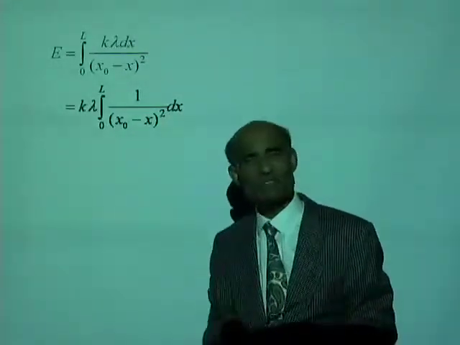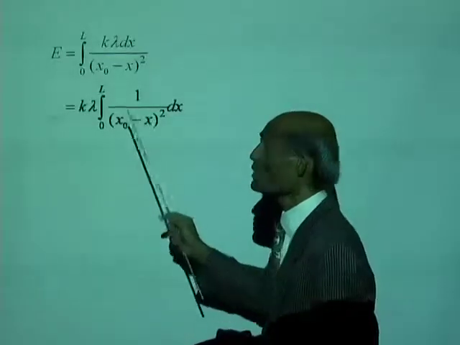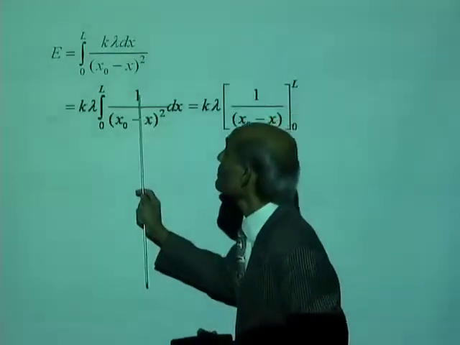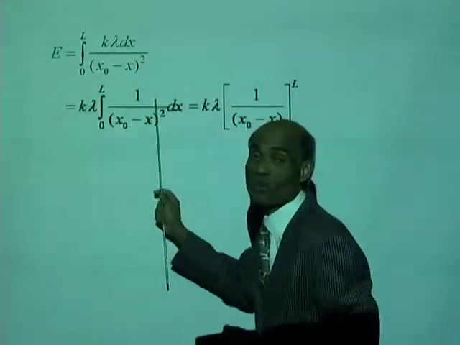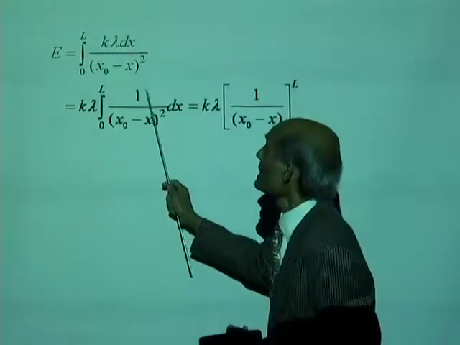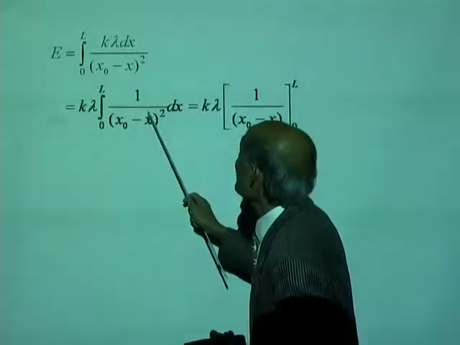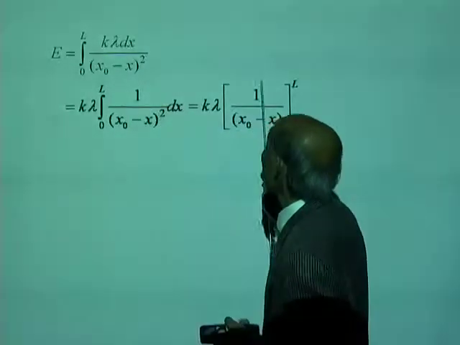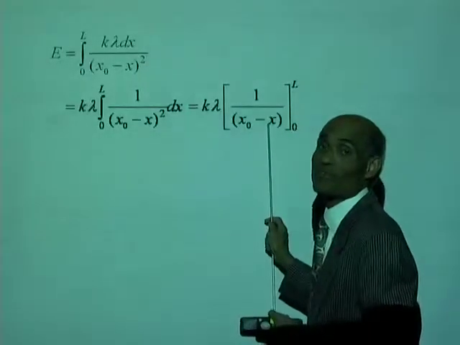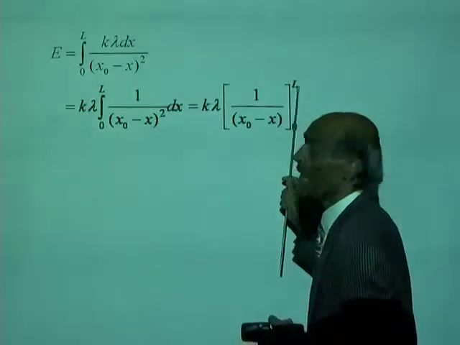Can you integrate this on your own? Well, you can do this by using a little substitution. I'm going to give you the result and leave you to do the integration on your own. The integral of 1 over (x0 minus x) squared is actually 1 over (x0 minus x). The lower limit is 0, the upper limit is L.